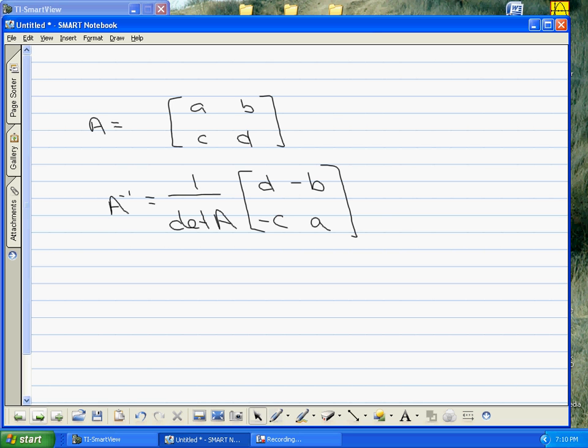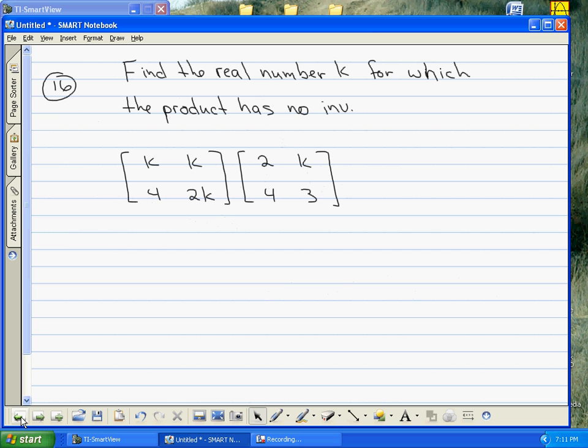Now, if you look at this carefully, I want to know when A inverse right here will not exist. If you recall anything about fractions, 1 over 0 is undefined. So if the determinant of A equals 0, then A inverse does not exist. So what I want to know is, when will this have a determinant of 0?